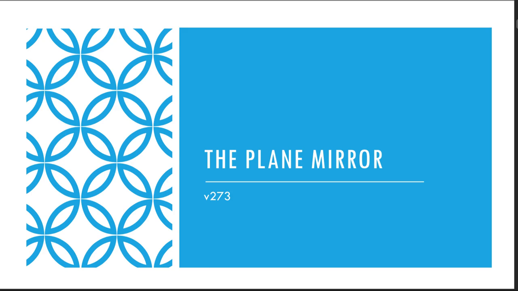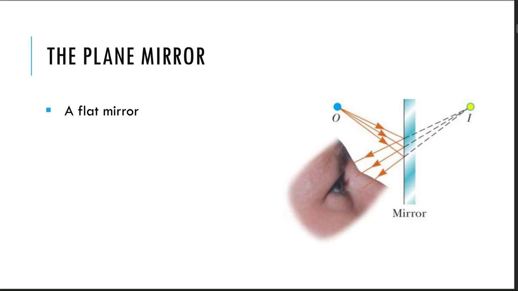Hey everyone, we've just seen the types of images that are created by lenses and mirrors. Now we're going to take a look at our first type of mirror, the plane mirror. This is also known as a flat mirror, what you look into every morning as you get ready for school.